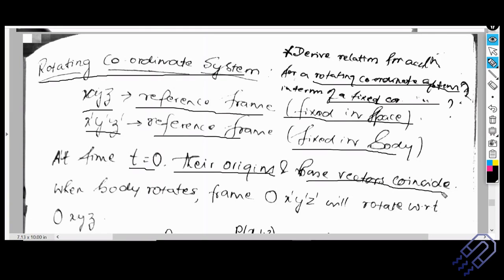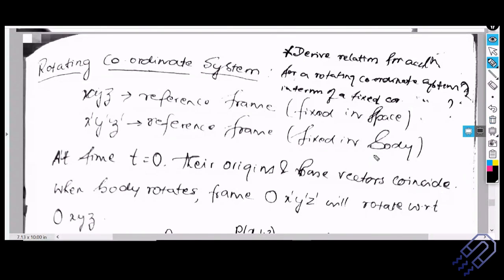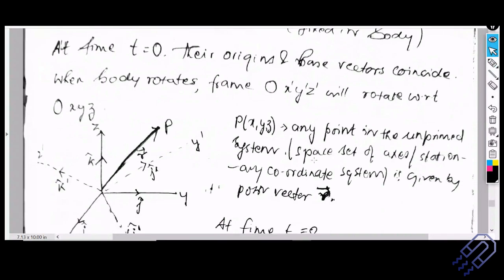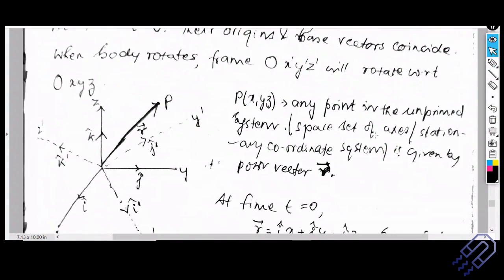Please remember that whenever we define the position of a particular point, we are going to use the concept of position vector. Then the body slowly starts rotating, and when it does, the prime system will change its position with reference to the fixed coordinate system. This is what is there in this particular figure.